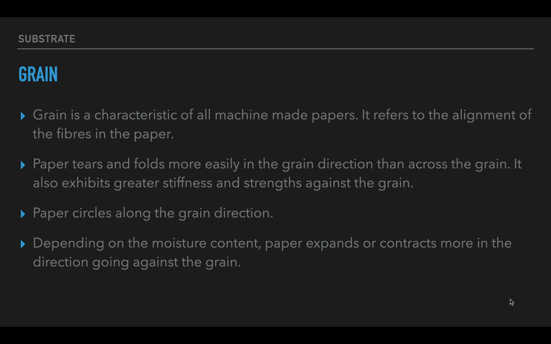So we'll start with the grain. Grain is a characteristic of all machine-made papers. It refers to the alignment of the fibers in the paper. Paper tears and folds more easily in the grain direction than across the grain. It also exhibits greater stiffness and strength against the grain. Paper curls along the grain direction. Depending on the moisture content, paper expands or contracts more in the direction going against the grain.